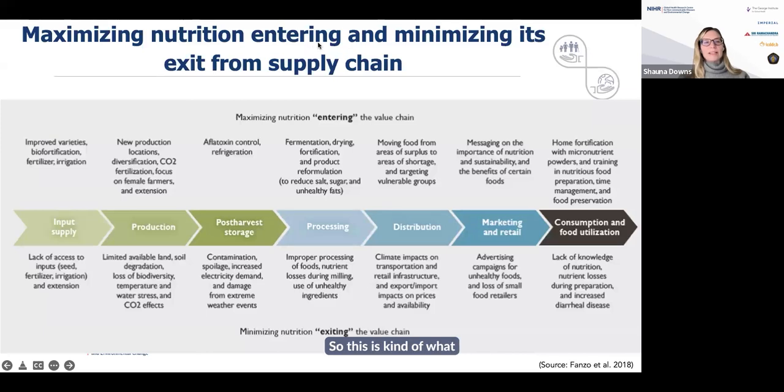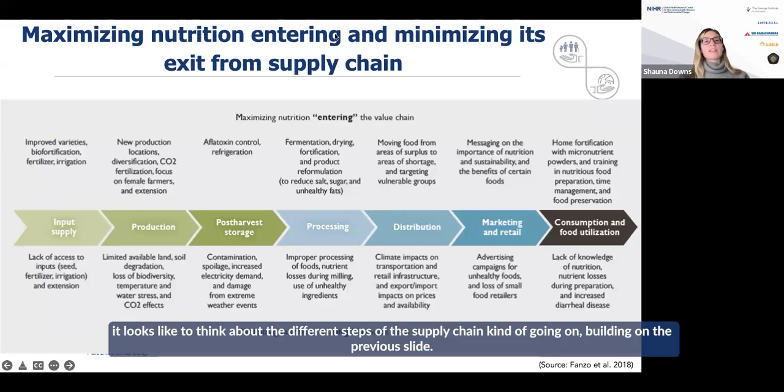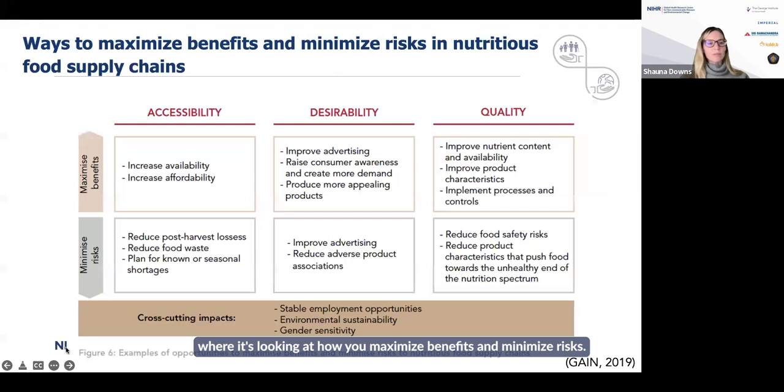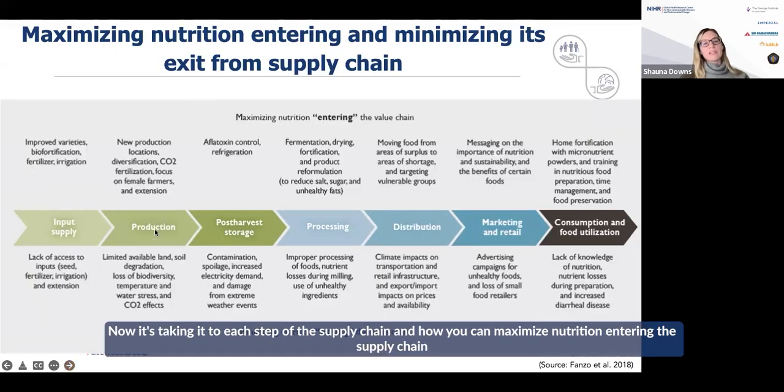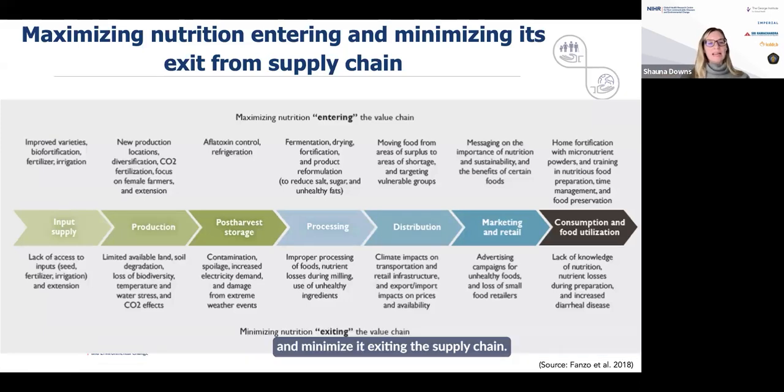So this is kind of what it looks like to think about the different steps of the supply chain, building on the previous slide where it's looking at how you maximize benefits and minimize risks. Now it's taking it to each step of the supply chain and how you can maximize nutrition entering the supply chain and minimize it exiting the supply chain. So this is from work that Jess Fonzo did. This is also trying to incorporate some climate considerations as well.